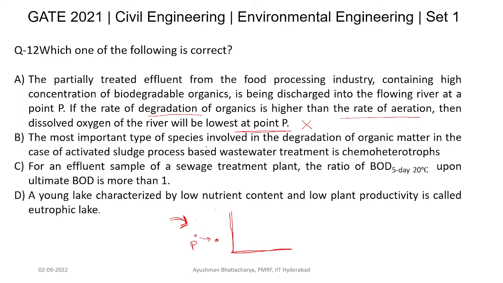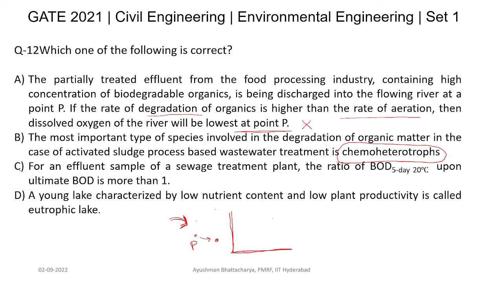Second, the most important type of species involved in the degradation of organic matter in the case of activated sludge process based wastewater treatment is chemoheterotroph. Chemoheterotrophs are basically the microorganisms which use organic matter as energy source and carbon source. So remember this: chemoheterotrophs are the organisms which use organic matter as energy source and carbon source.